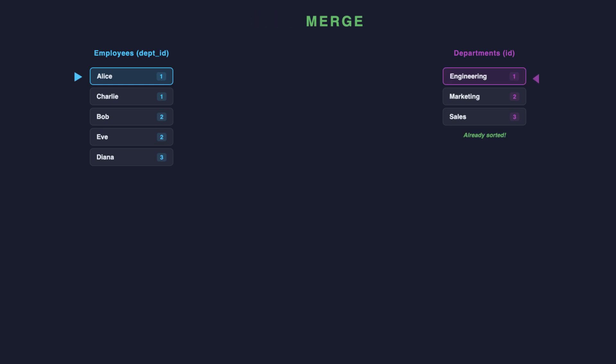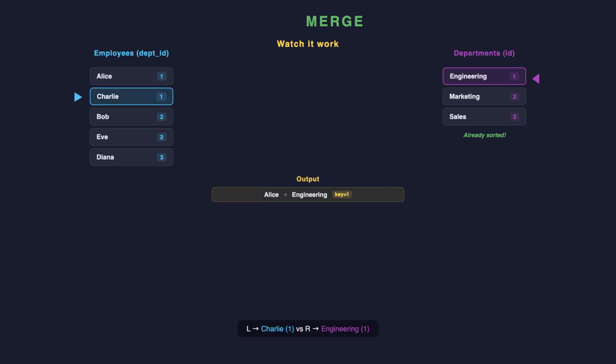Place a pointer at the start of each sorted list. Compare the keys. If they match, output the pair and advance. If the left pointer is smaller, advance it. If the right pointer is smaller, advance that one instead. Watch it work. Left pointer department id 1, right pointer department id 1, match, output Alice and engineering, advance left.